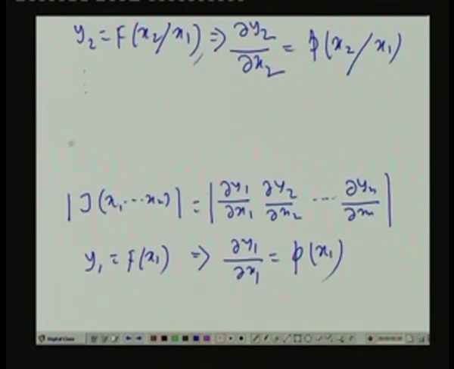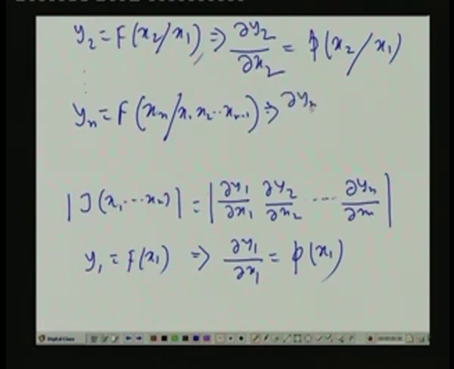Finally, we know yn, this leads to the conditional density of xn given x1 to xn minus 1, and their product.